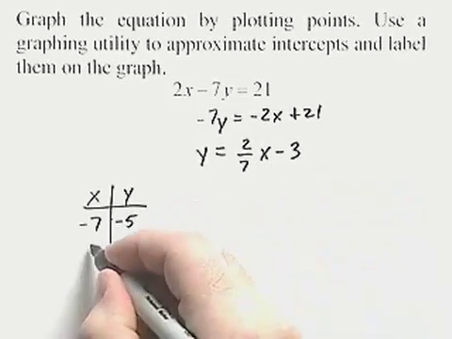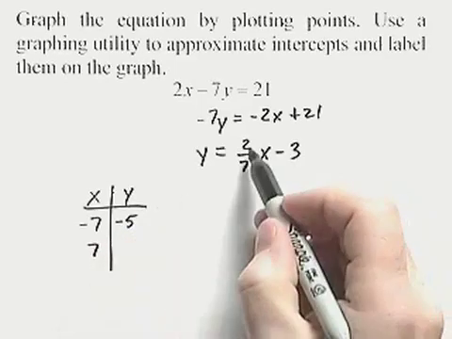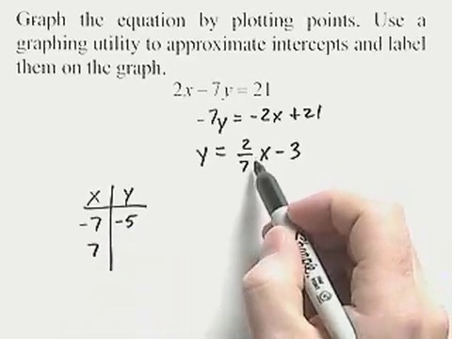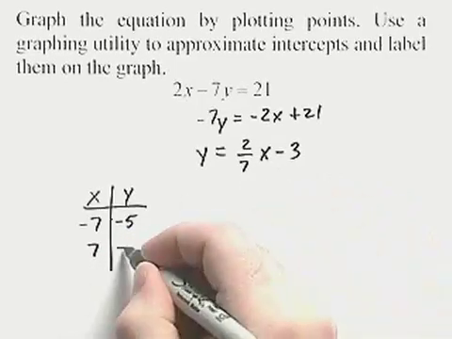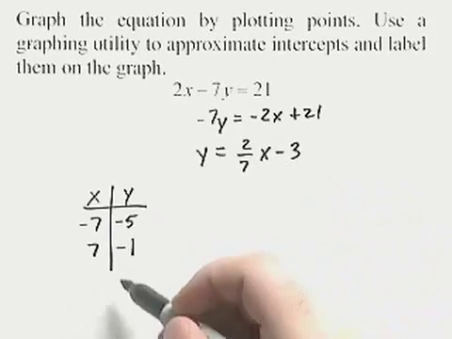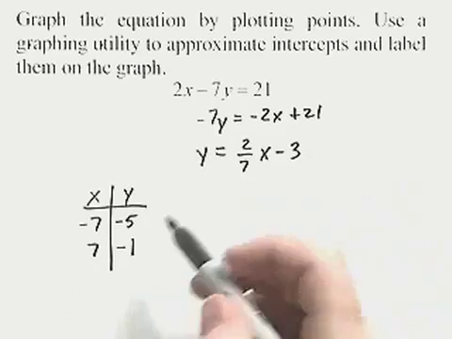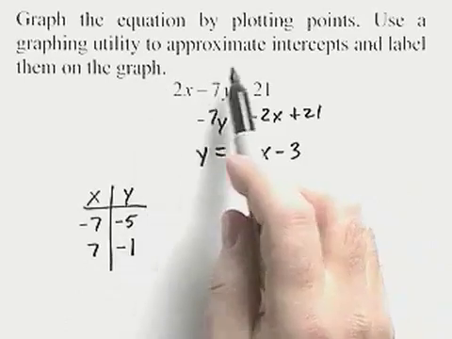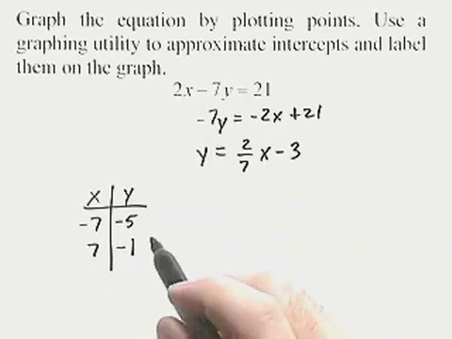We'll also go ahead and let x equal positive 7. 2/7 times 7 is positive 2. 2 minus 3 is negative 1. This is a linear equation, so we're only going to need to plot 2 points to get our graph. Next, we're going to use our graphing utility to approximate any intercepts.